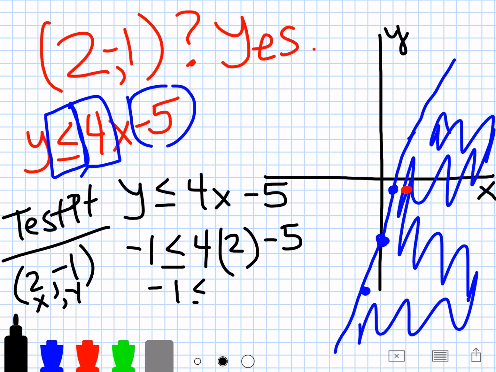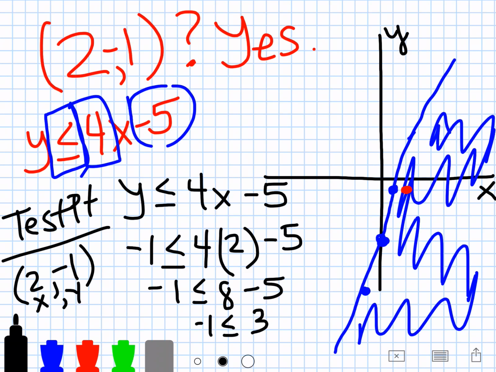Negative 1 is less than or equal to 4 times 2, which is 8, minus 5. And negative 1 is less than or equal to 3. Well, is negative 1 less than a positive 3? That's indeed a true statement, because negative 1 is smaller than a positive 3. All right.